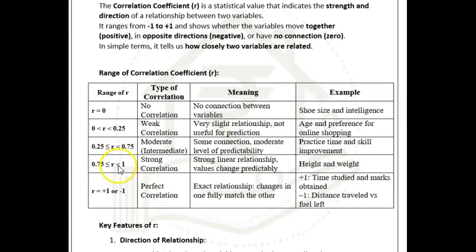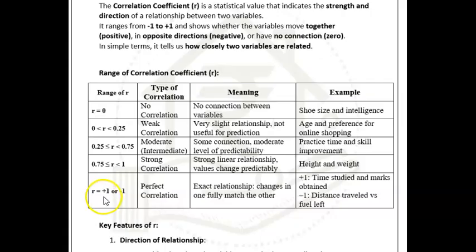If the R coefficient is less than 1 but greater than or equal to 0.75, that is a strong correlation. A strong linear relationship, values change predictably. Height and weight: if more height, more weight. That is a strong correlation.